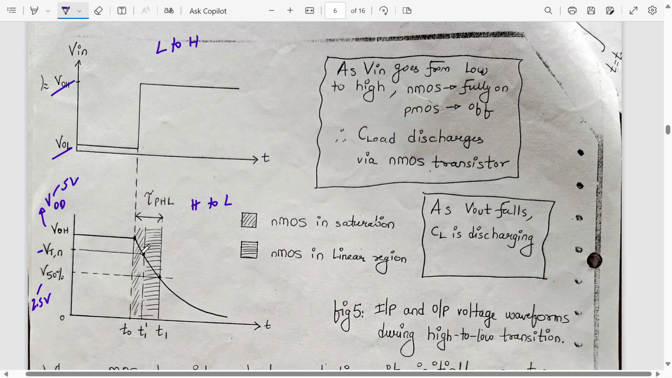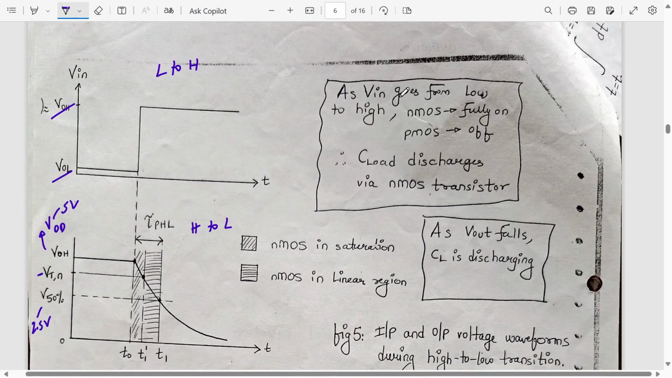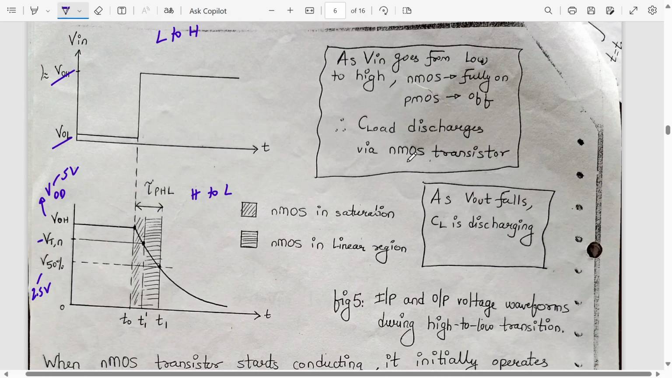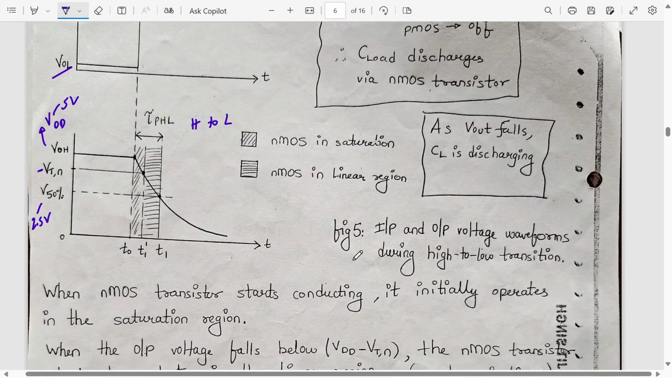From VOH to the 4 volt, from 5 volt to 4 volt, my NMOS will be in saturation, and after that it will be in the linear region. Now this I will make more clear by putting some numbers. As input goes from low to high, NMOS is fully on and PMOS is off. Therefore the capacitor CL discharges via the NMOS transistor. But the NMOS transistor, when it is on, can be in two regions of operation, right? One is saturation, one is linear. So as the output falls, the CL is discharging.